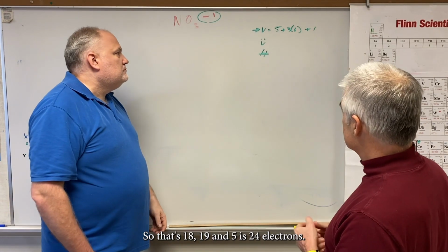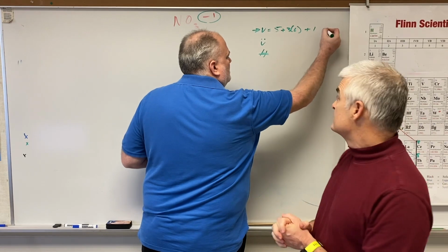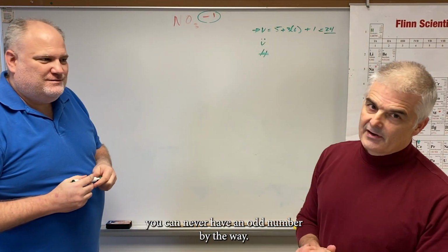So let's add that up. So that's 18, 19, and 5 is 24 electrons. Now, you're going to know that you've done wrong if you end up with an odd number of electrons. You can never have an odd number, by the way.